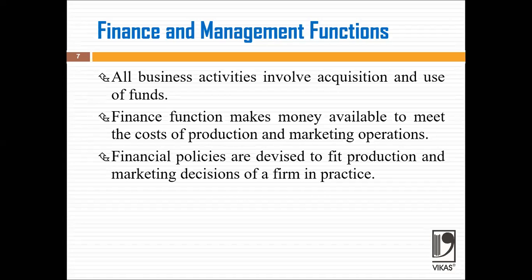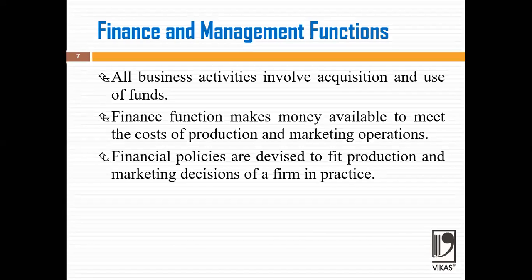Finance function makes money available to meet the cost of production and marketing operations. If it is a manufacturing organization, they need inventories, right? So for the purpose of inventories, the finance department will allocate some amount of money for the production department, and they will bear the cost of production. And for marketing operations, there are sales, advertisements, and delivery, and for that they need money. So the finance manager will allocate that money.